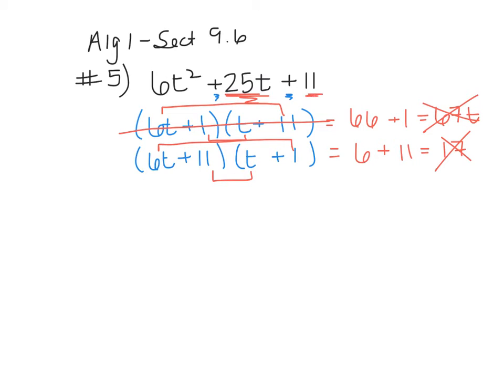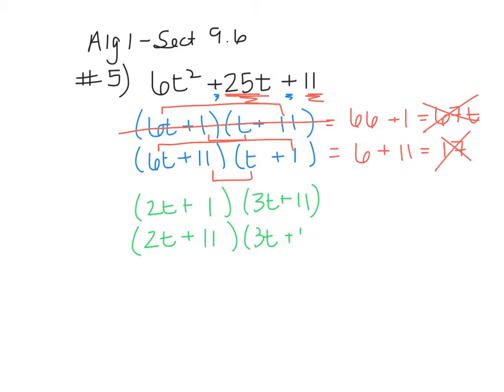Now, because 11 is a prime number, I know that I'm not going to have to adjust my 11. My factors for 11 are just going to be 1 and 11. What this tells me, though, is I'm probably going to have to look at different factors of 6. So now I'm going to look at 2t and 3t, and then I have my plus 1 and plus 11, and then I'm also going to look to see maybe 2t plus 11 and 3t plus 1. That maybe one of these would be an option as well.